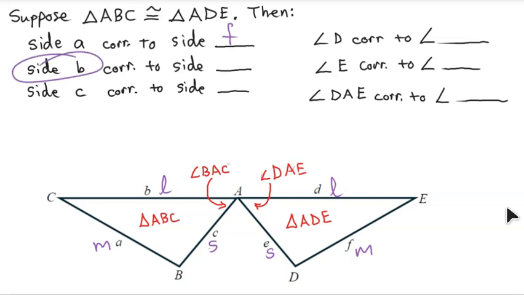Now we have side B. That's the longest side on the left, so we're going to correspond that to the longest side on the right, which is D. Then we have side C. Side C is the shortest on the left. Now we're going to go to the shortest on the right, which is E. So side C corresponds to side E. Now let's look at the angles.